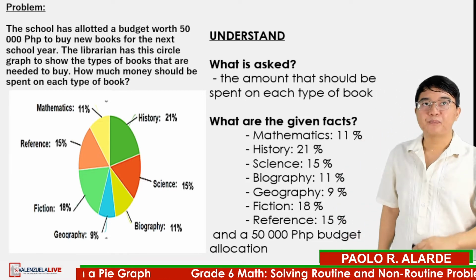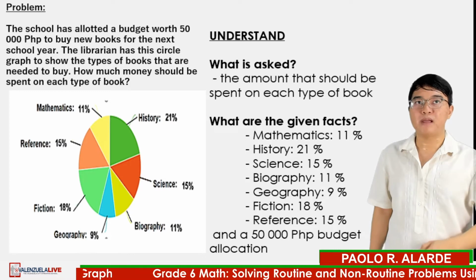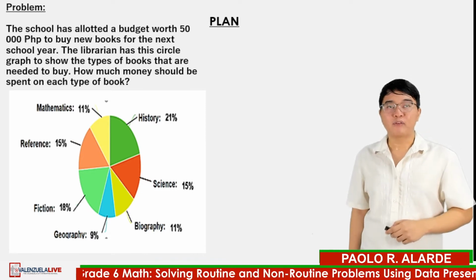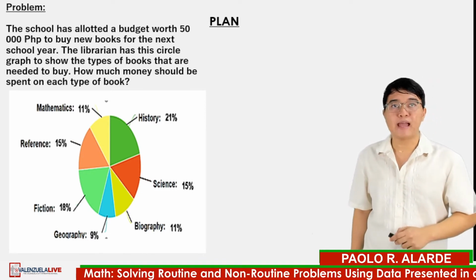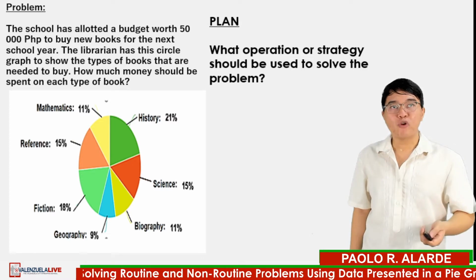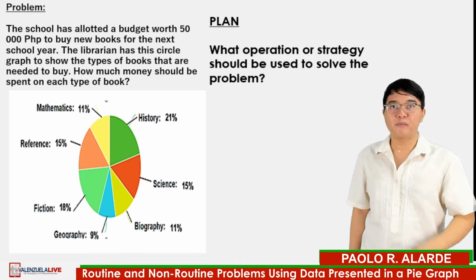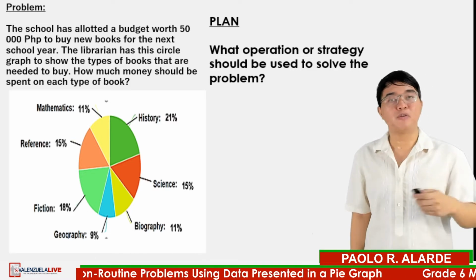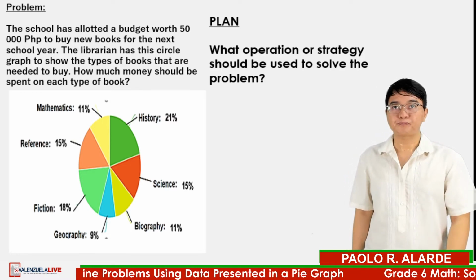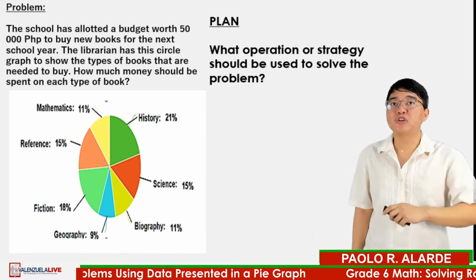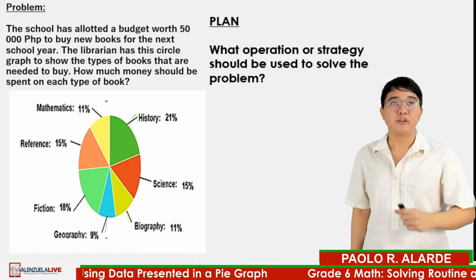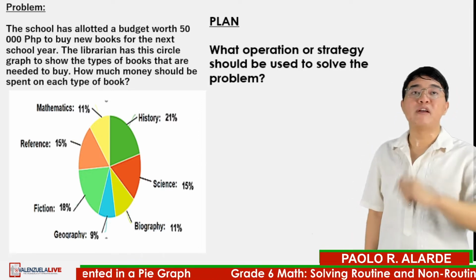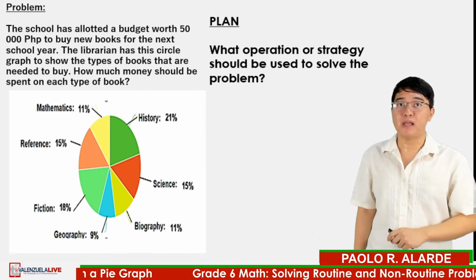Next, after understanding the problem, you have to make a plan. So what would be our plan? Know what operation or strategy should be used to solve the problem. What do you think is the operation or strategy that should be used? You are asked how much money should be spent on each type of book. So there will be how many answers? 1, 2, 3, 4, 5, 6, 7. There will be 7 answers in this problem.